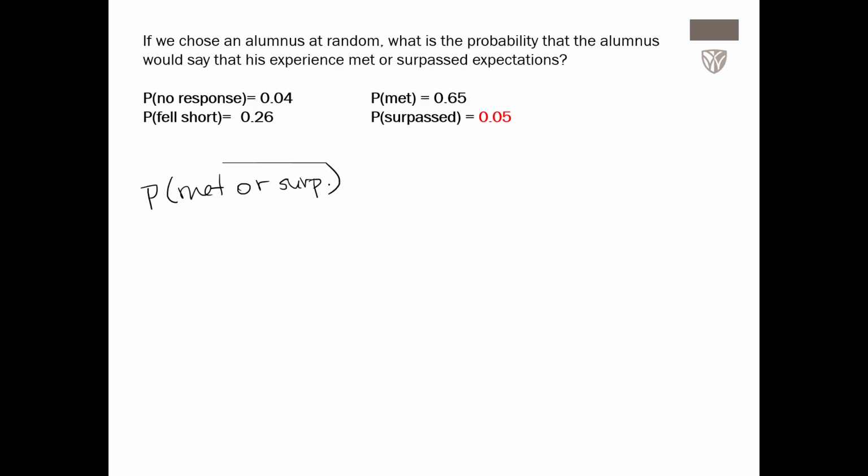So we can apply the law of addition, and we can apply the version of the law of addition for mutual exclusivity. So this is just the probability that they said met expectations plus the probability that they said surpassed expectations, right? The overlap, the probability of saying both met and surpassed, is just 0, so we can apply that mutually exclusive condition here, and we can just do the addition. So if we do the addition here, that's 0.65 plus 0.05. We computed that from the previous problem, and that just gives us 0.7.